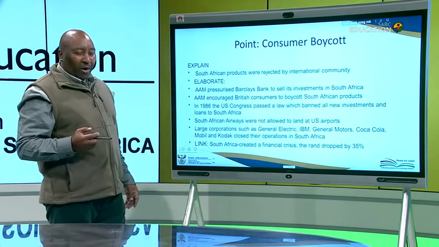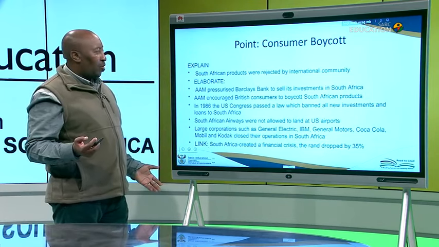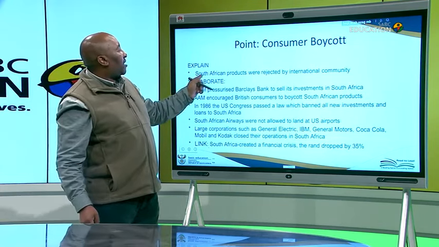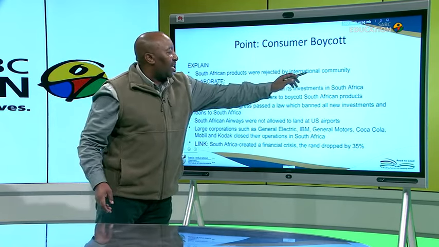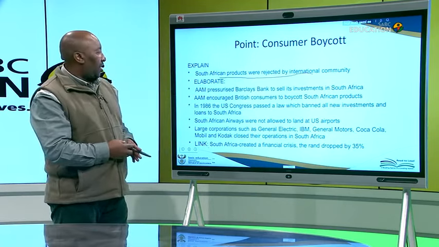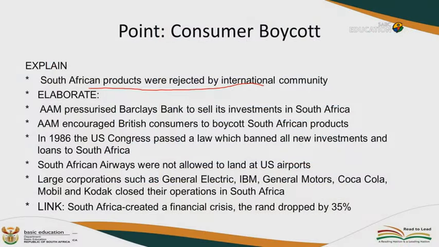Right, consumer boycott is another point that I want us to talk about. Under this point, you would say South African products were rejected by the international community, as an explanation. Then elaboration: we've got all these examples of companies that withdrew their investment in South Africa. Then how do you link that to your question? South Africa experienced a financial crisis and the rand dropped by 35%, an indication that this boycott impacted negatively on the apartheid government.